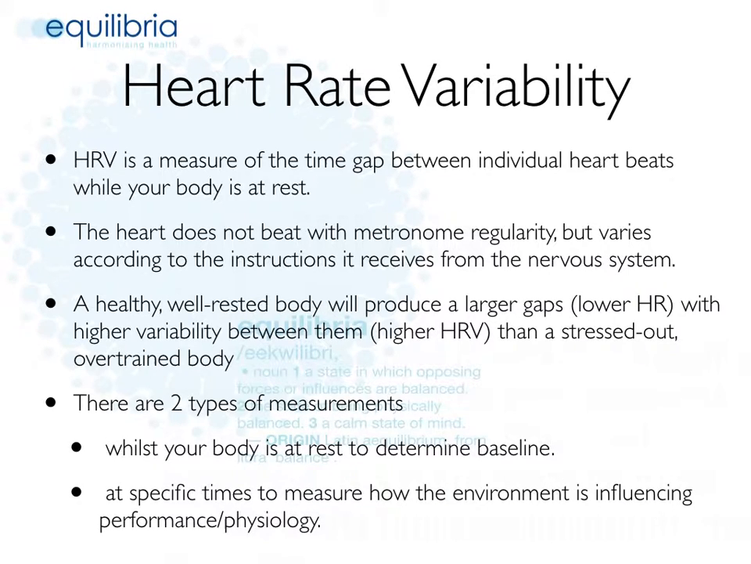So looking at heart rate variability, when the heart is well rested and there is a low degree of inflammatory response, the variation between the beats is wider, is bigger. And there are mainly two types of measurements. The first one is when the body is at rest, to determine a baseline, and this can be done with many different apps in a reasonably inexpensive manner, between 60 and 120 seconds a day.